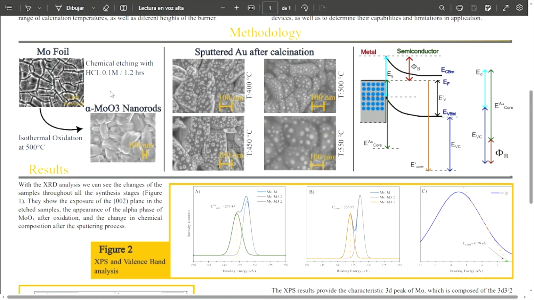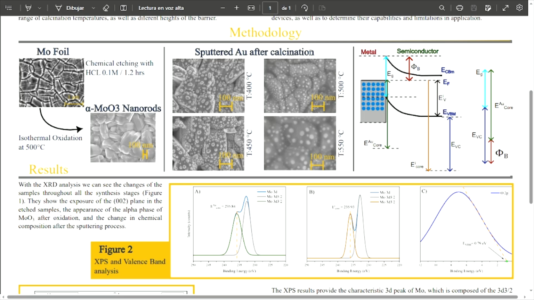For the substrate synthesis, molybdenum foils were etched for 1.2 hours in hydrochloric acid and isothermally oxidated at 500 degrees Celsius for 5 hours. With this process of thermal oxidation, we obtain an array of alpha-molybdenum-trioxide intertwined nanorods on the surface of the samples. Then, the following stage is to cover all the surface with a thin gold film, 5 nanometers thick. We made this via sputtering for all films.